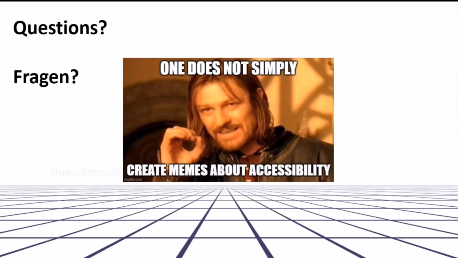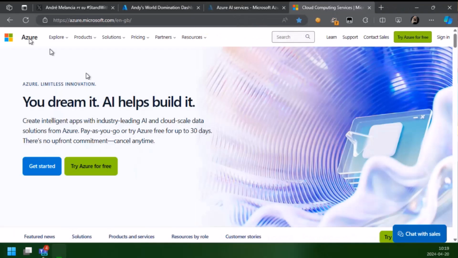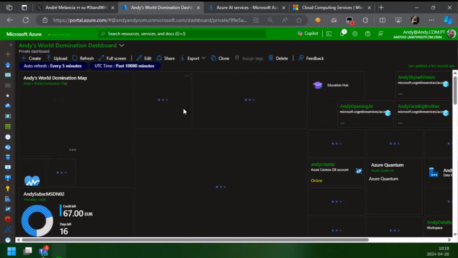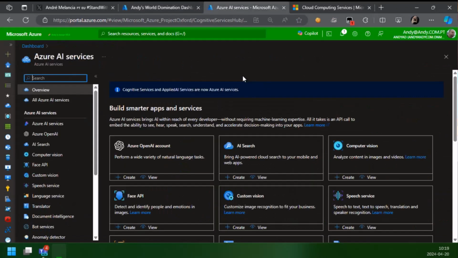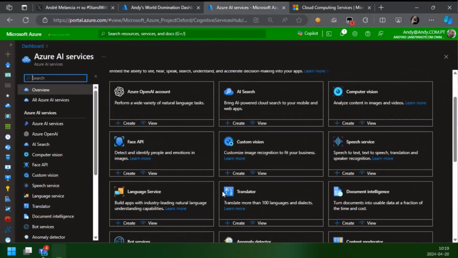Okay, so before I go into questions, let me just quickly mention some of the cognitive services. We didn't have time to actually show them that much. This is my Azure portal. Sorry about that. But let me show you some of these that can actually work.